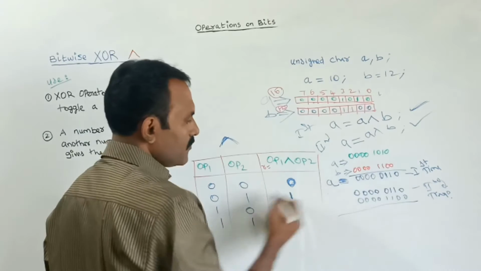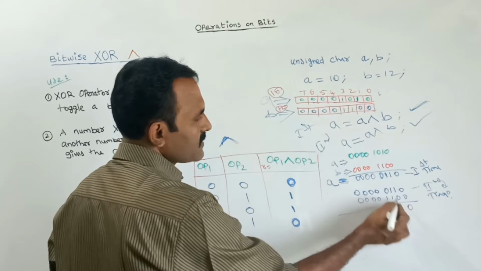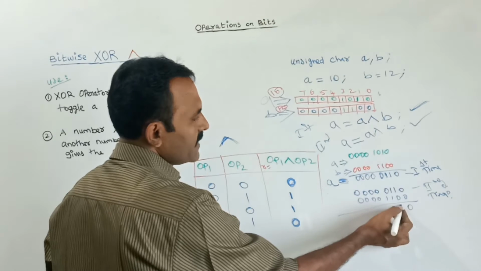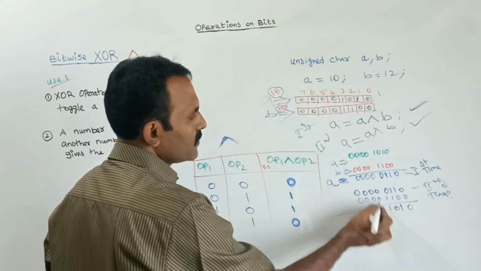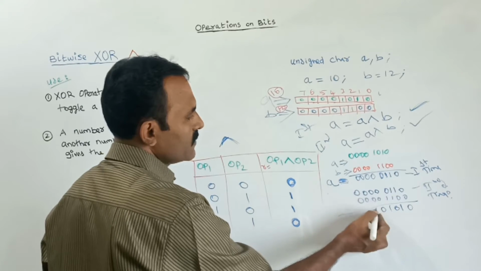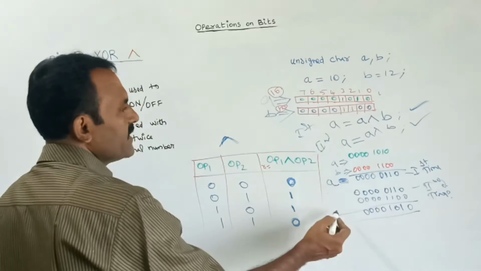So now you apply this truth table. If both operands have the same value, then false. If they differ, then true. Here same, so 0. Here differ, 1. Here same, so 0, 0, 0. This is the answer. See here, what is the a value?